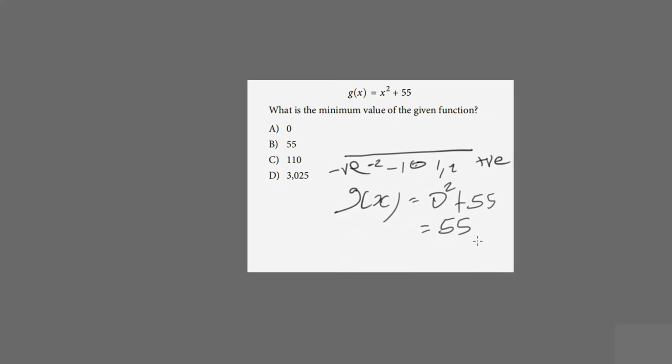Now 1 plus 55, you're going to have 56. When the value of x is 1, when the value of x is 2, you're going to have 2 squared, that's 4. 4 plus 55, you're going to have 59, in that order.